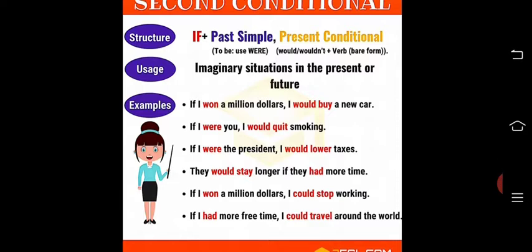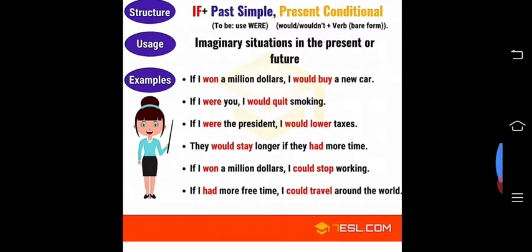If I were you, this is imaginary. Okay. Imaginary. If I were you, I would quit smoking. If I were the president, I would lower taxes. They would stay longer if they had more time. If I won $1 million, I would stop walking. If I had more free time, I could travel around the world.